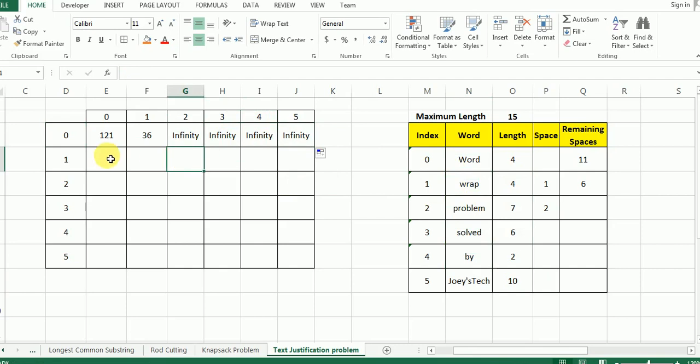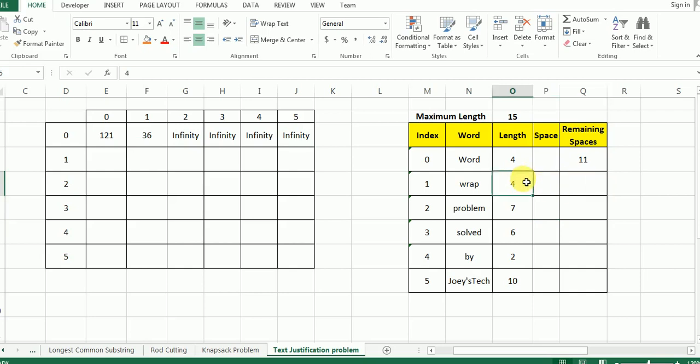So we come to the next row now. We are going to start from this cell because we are talking about the word at index 1, which is wrap, which cannot be before the word at index 0, which itself is word. So we are going to start from cell 1. So 1 to 1, that means wrap. We are going to calculate the remaining spaces. To avoid confusion, I am going to omit these two values over here, and we will be calculating a new value. So let's omit this value as well.